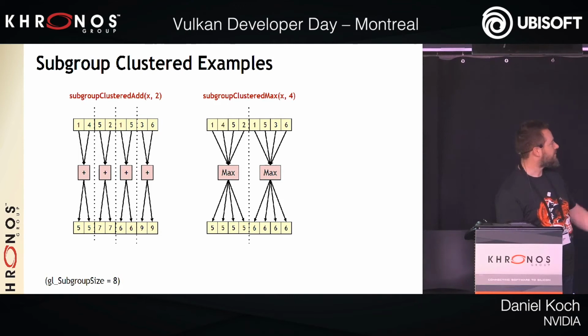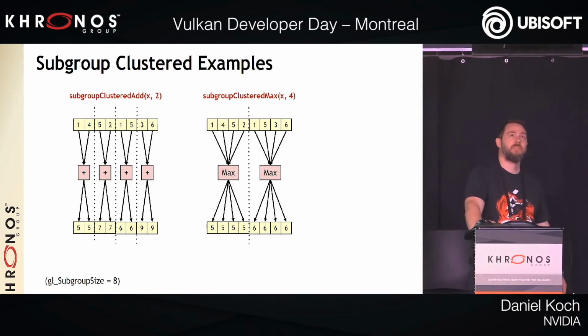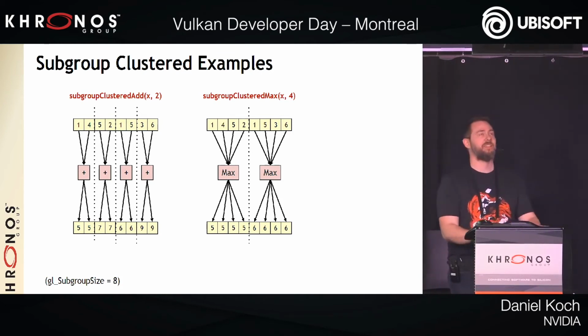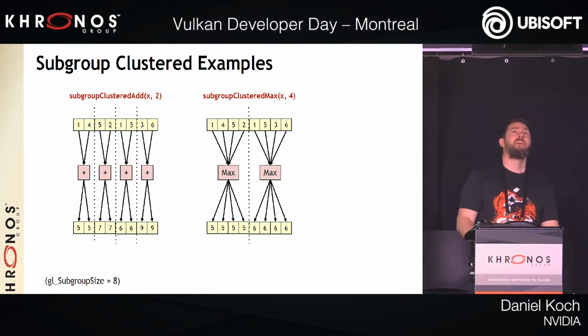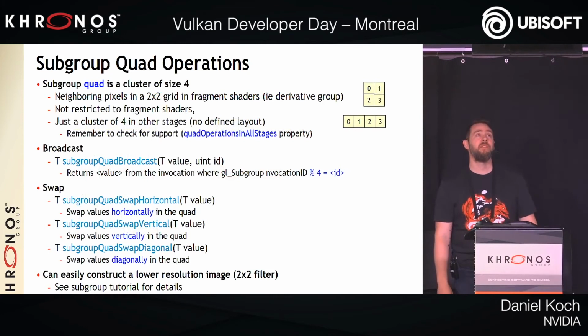So again, here 4 invocations are going to participate in each max, and it's going to write out the value to the same 4 threads that participated in that. And so I just went up to a subgroup size of 8 here just because the examples are getting a little more interesting. Need a few more threads to show what's going on.